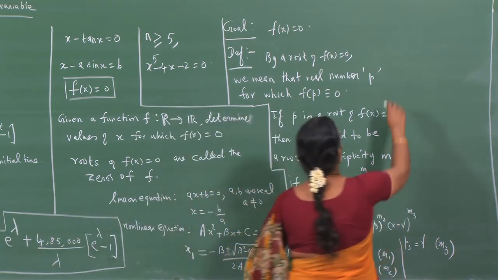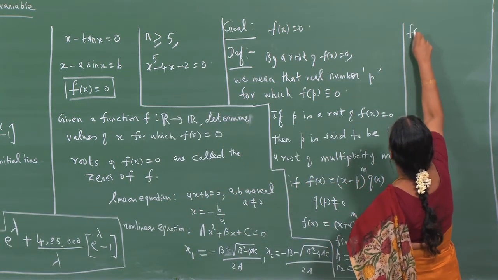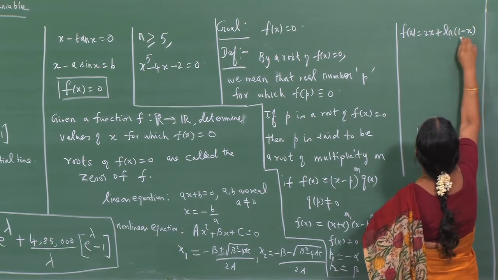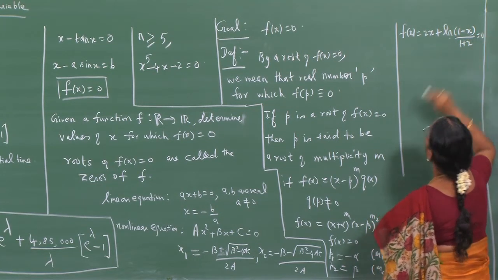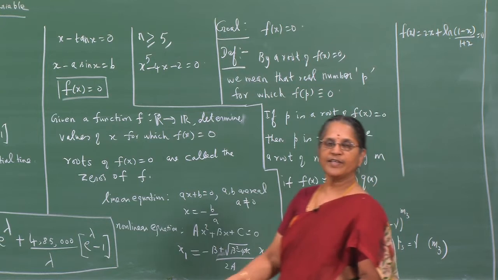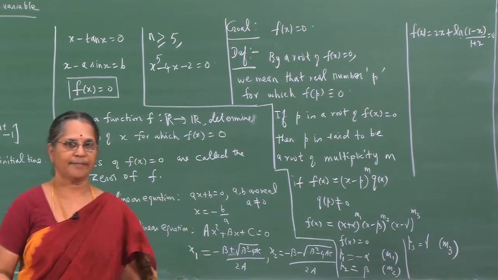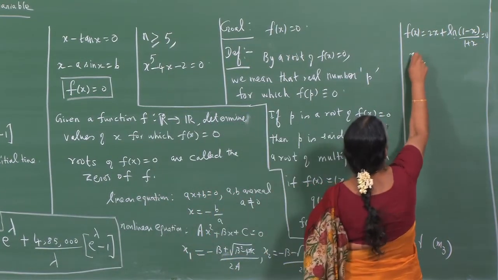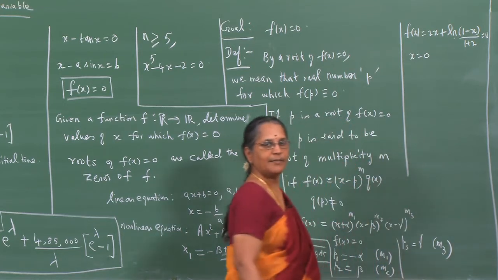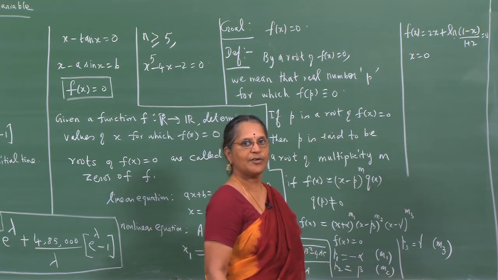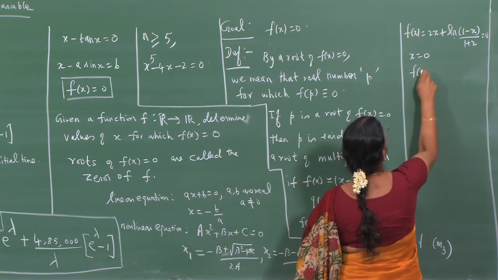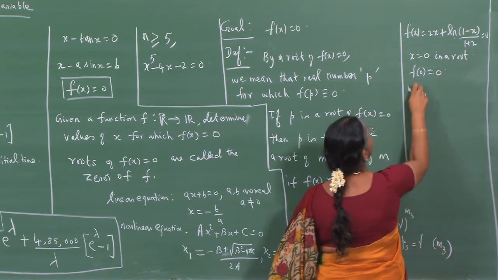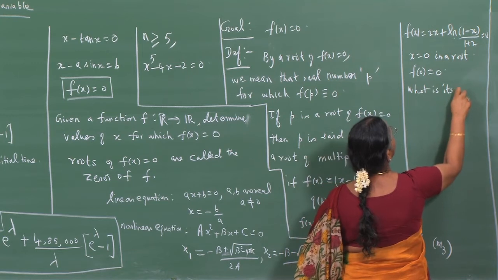Suppose I consider an equation of the form f(x) = 2x + log((1 - x)/(1 + x)). I want you to find a root of this equation and determine its multiplicity. Let us look at the equation. We observe that x = 0 is a root of the equation, because it is identically satisfied. f(0) is 0. That is clear. It is immediate. So, x = 0 is a root. The question is, what is its multiplicity?